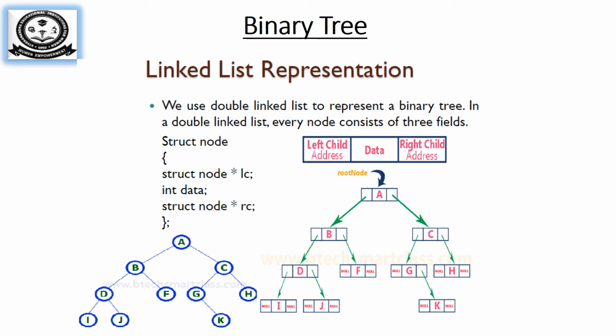A is stored as the root node, its left pointer is referring to B and right pointer is referring to C. Similarly, B's left and right refer to D and F. F does not have any child, so it's a leaf node. A node whose left child and right child are null is considered a leaf node. So this is how a binary tree is represented using linked list.